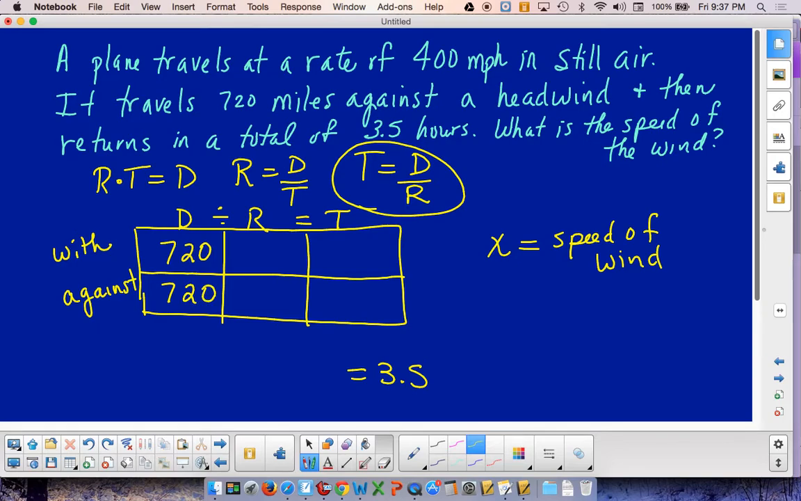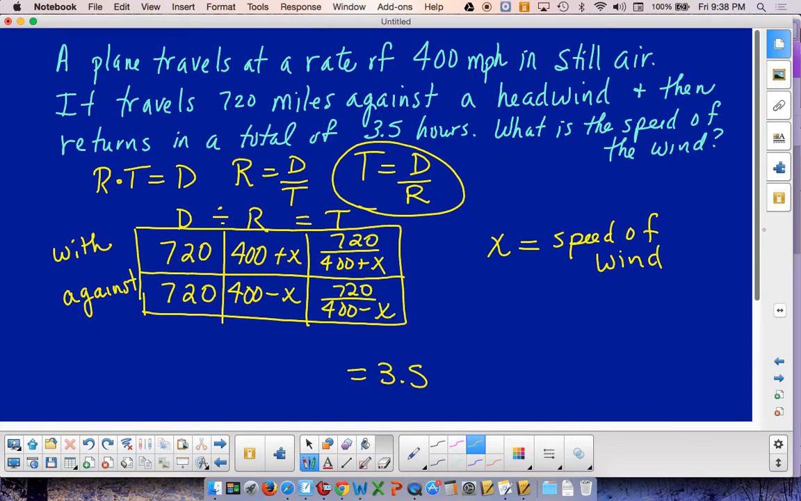The rate is usually your key factor. How fast was the plane flying? It says it was doing 400 miles an hour in still air. On the first part of it, we're going with the wind here. So if I go with the wind, I would have to add the speed of the wind to it. If I go against the wind, I would have to subtract the speed of the wind. Now, use the formula. How do I get an expression for time? And remember, we're studying fractions here. So it says do distance divided by rate, so I would have 720 over 400 plus x, and 720 over 400 minus x.